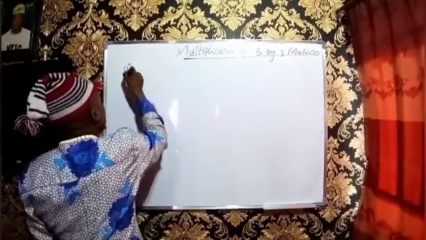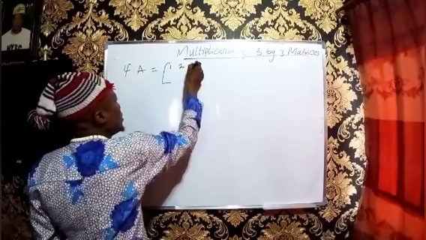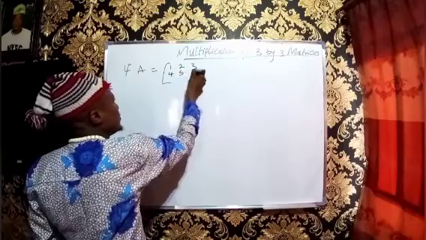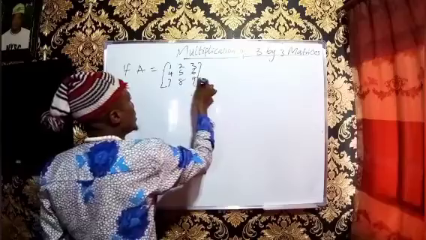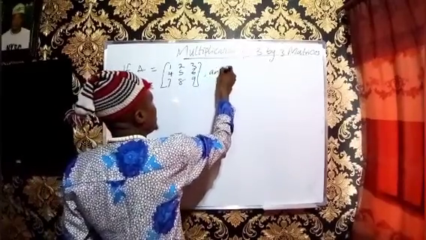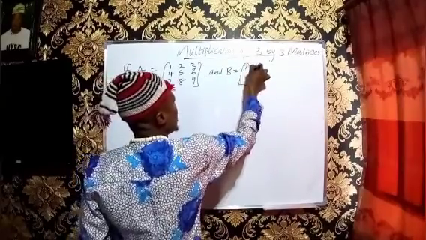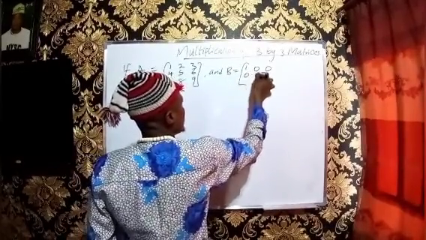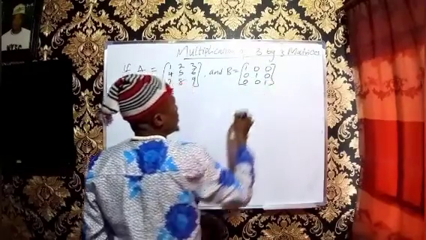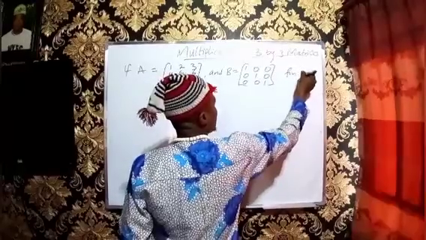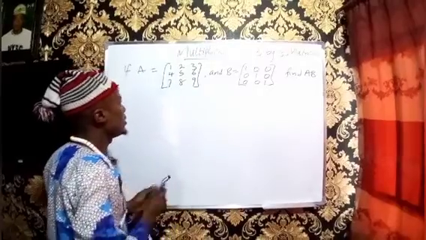For example, if A equals 1, 2, 3, 4, 5, 6, 7, 8, and 9, and B equals, let's say 1, 0, 0, 0, 1, 0, and 0, 0, 1. Okay, so if you're asked to find AB, let us see how this can be done.